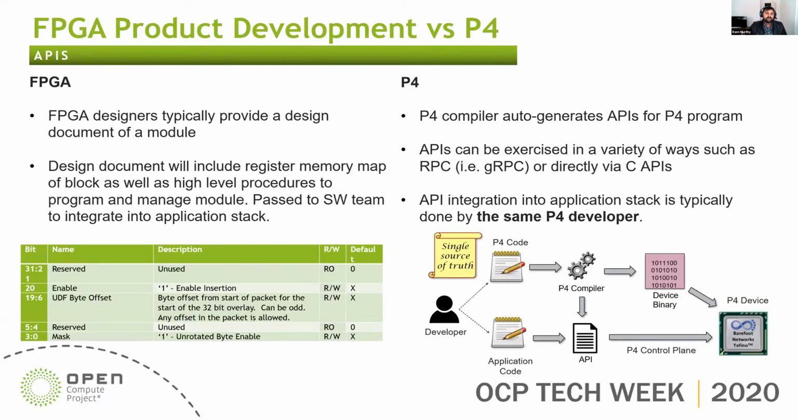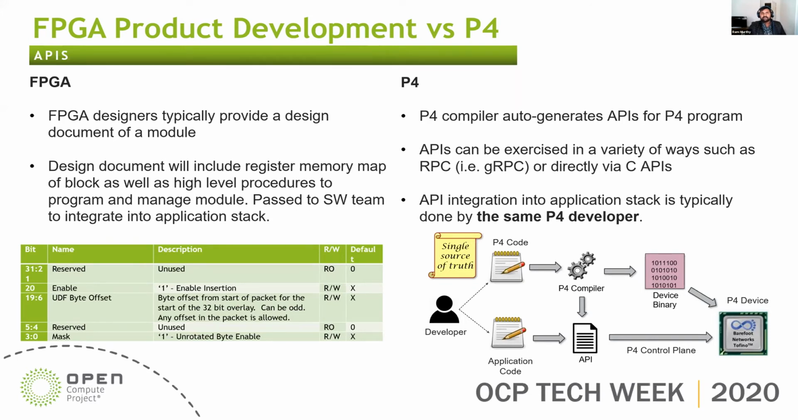Another key thing that I want to touch on in terms of FPGA and P4 is what the interfaces really look like. On the FPGA side, we typically get a register map that is provided in the design documents, and that's typically handed off between a few different teams. So there is that complexity of having multiple people touch the product in terms of implementing a specific feature. This is in comparison to P4, where the P4 compiler will automatically generate the APIs for the P4 program. And those APIs can be exercised in a variety of different ways that allow for integration by the same developer.